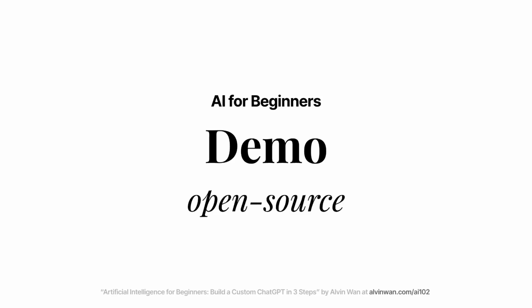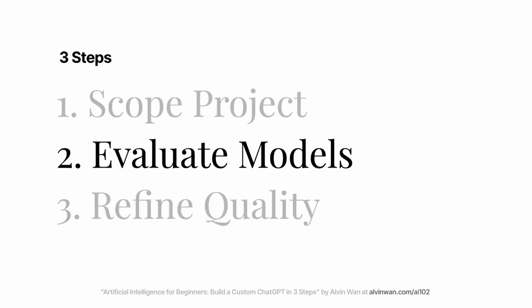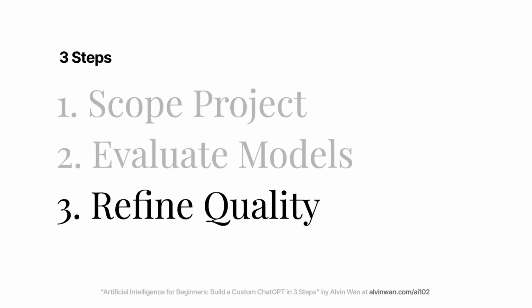And that's it. We've now run our very first open source LLM. And now we've finally finished the second of 3 steps. As I mentioned before, our next step is to refine quality. In particular, we'll improve this open source LLM's ability to complete our example project.